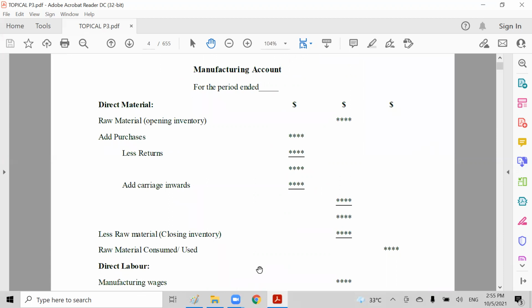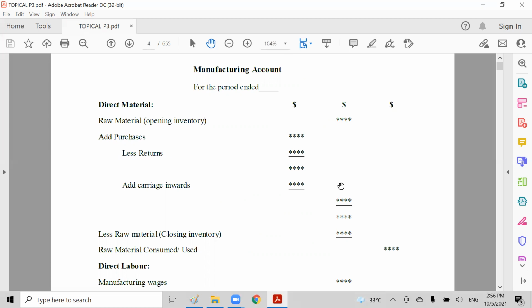So in that particular case, we have 3 types of inventories. Let's talk about raw material first. The wood which has been left at the end of the year, which is not yet utilized, not yet used by the business, that becomes the opening inventory of the next year. So that is raw material opening inventory. Add purchases. I will subtract returns, purchases return from purchases, and I will add carriage inward into purchases because it's a part of purchases.